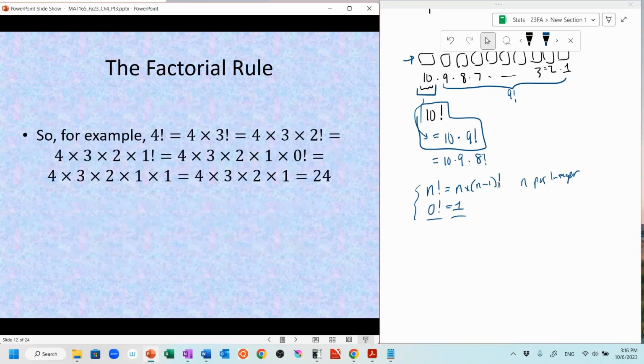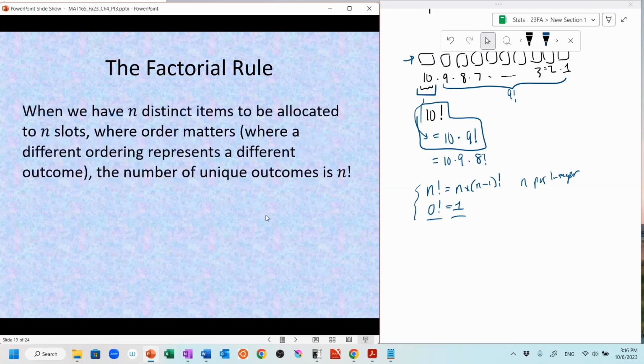And this is just a little exercise like I did up here, where we can break our factorial using the recursion down into the other definition. So the general factorial rule is: when we have n distinct items to be allocated to n slots, where order matters, in other words, where a different ordering represents a different outcome, then the number of unique outcomes is n factorial.